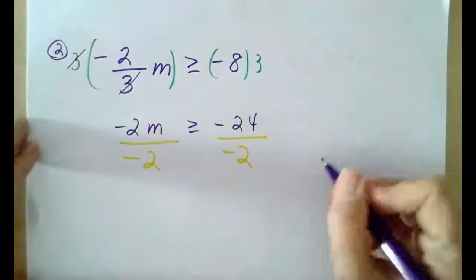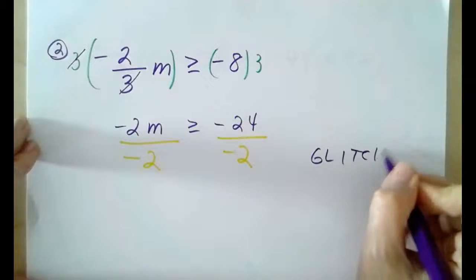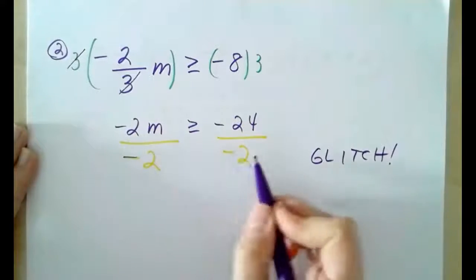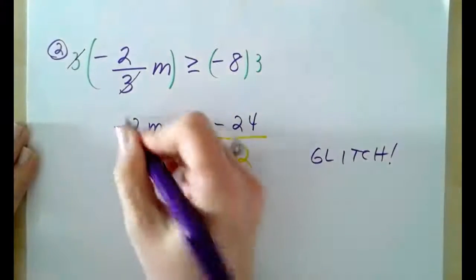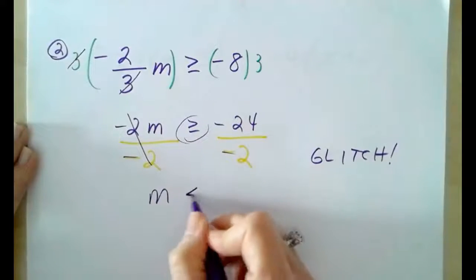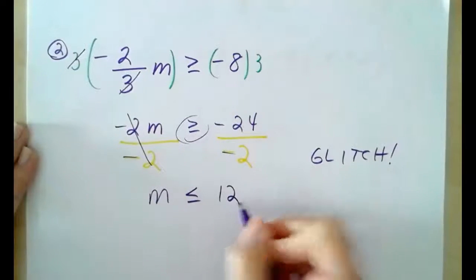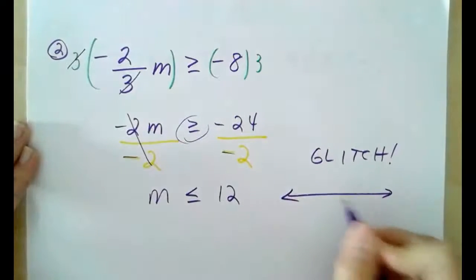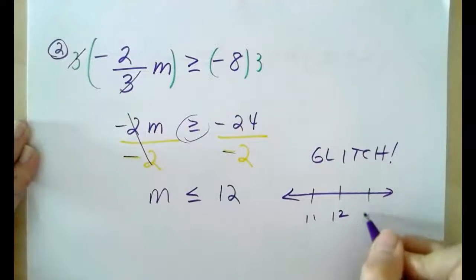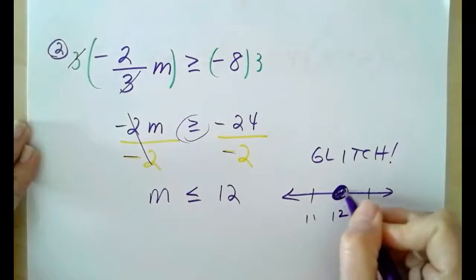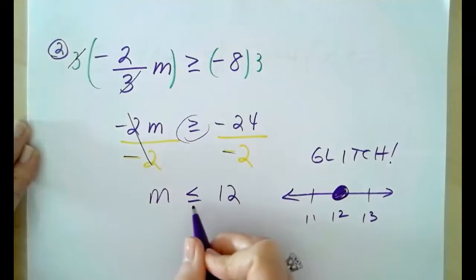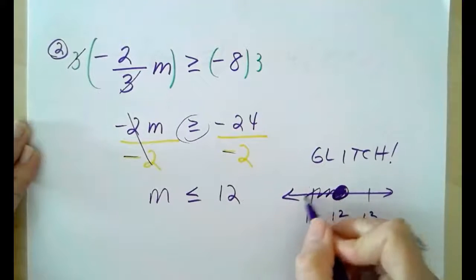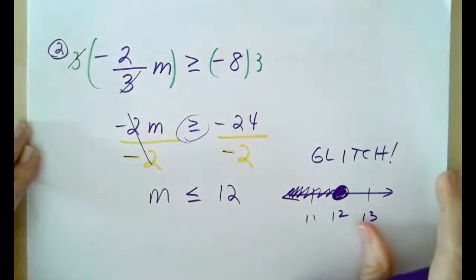That is also the glitch. But bam, we're dividing by a negative. So we are going to have to flip that inequality sign, which gives us m is less than or equal to 12. So on the number line, closed on the 12 because it is inclusive, and our answers are less than. Shade to the left.